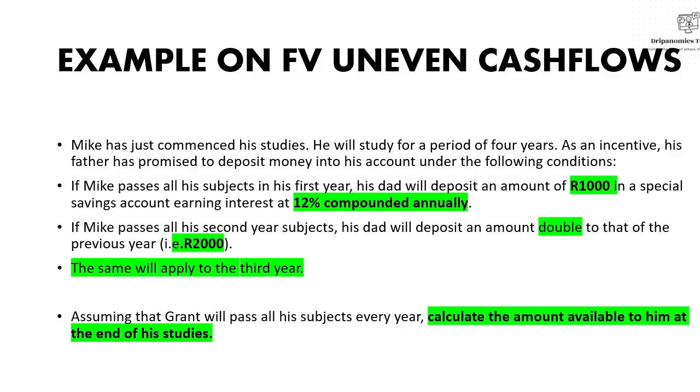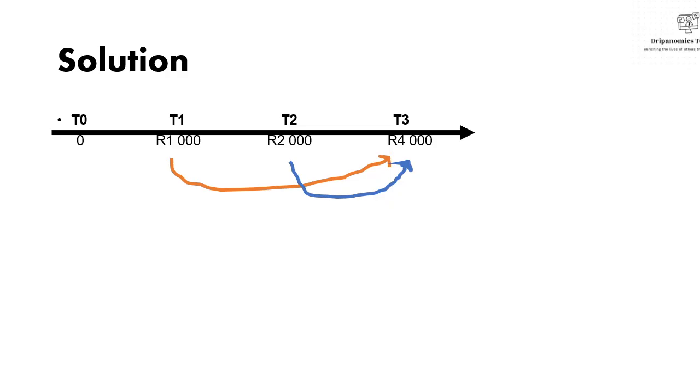Now, because it's future value of uneven cash flows, we have to treat each cash flow individually. It is wise to draw up a timeline in this situation, so that, remember, you have to adjust your n, your number of periods. This will help you to adjust your number of periods. His degree is 3 years long, right? So we have T1, which is first year, T2 second year, and T3 third year.